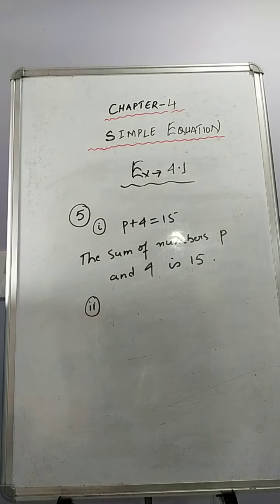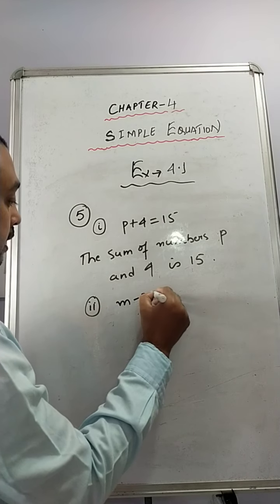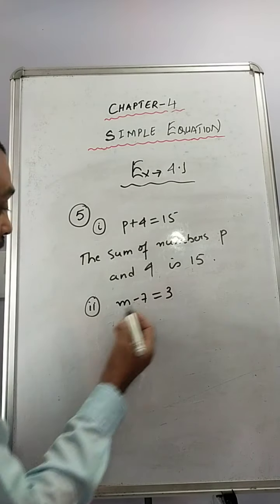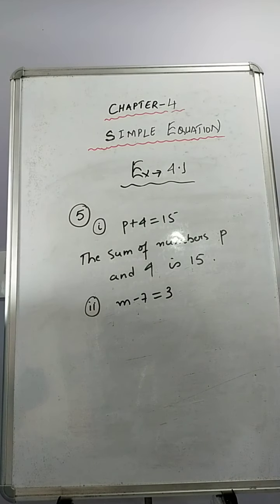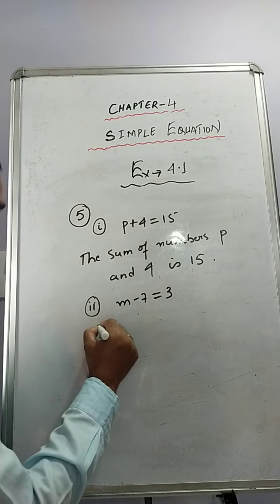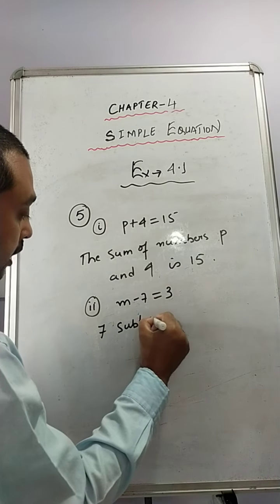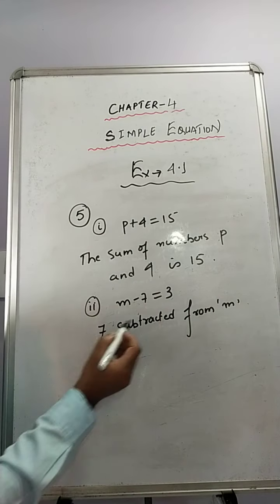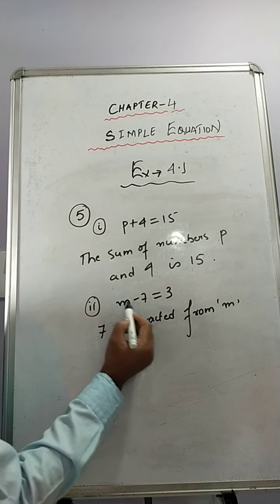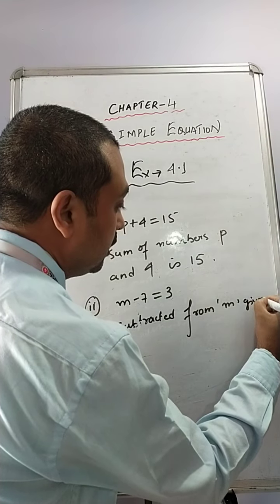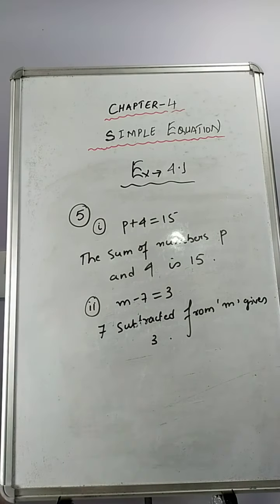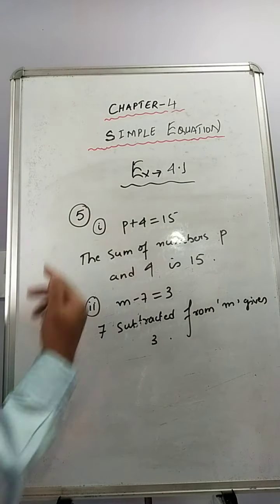Now let's see what is there in sum number 2. In sum number 2 we have m minus 7 is 3. So what I just said, m minus 7 is 3. This also you can write, or you can write the number 7 subtracted from m. See how I have written? 7 subtracted from m gives 3. Or you can write m minus 7 will give 3.